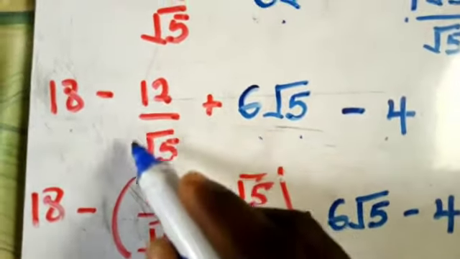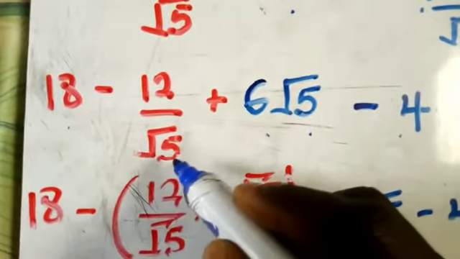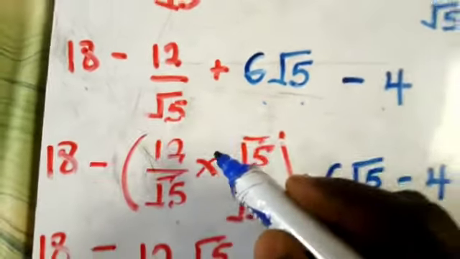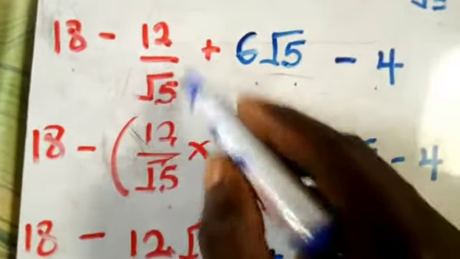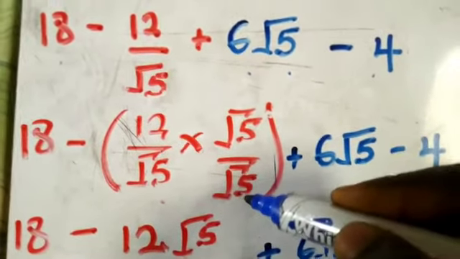This is what? Rationalize. We rationalize when a denominator has a radical. So what do you do? How do you rationalize? You rationalize this thing by multiplying the denominator over itself. Is that okay? That is how you rationalize.